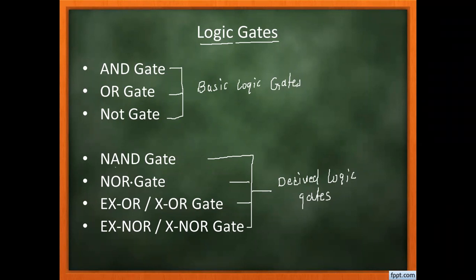Okay. Another important thing is that out of these seven logic gates, NAND gate, with all letters in capital, NAND gate and NOR gate, these two logic gates we call universal logic gates.